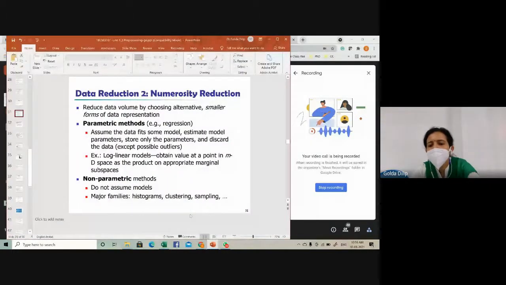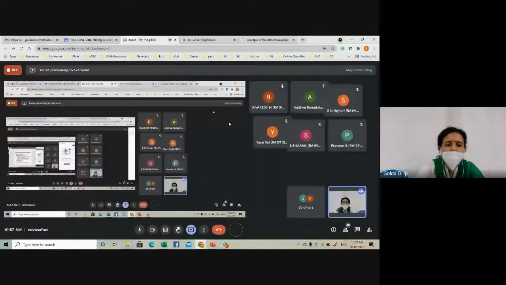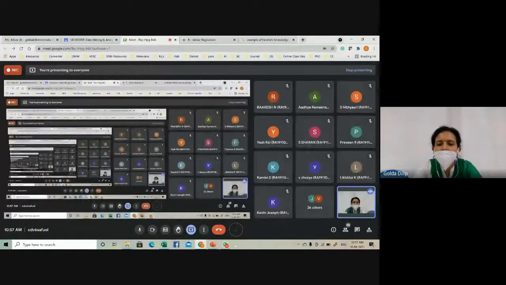Okay, so when it comes to numerosity reduction, we have two types. One is what is called the parametric method.